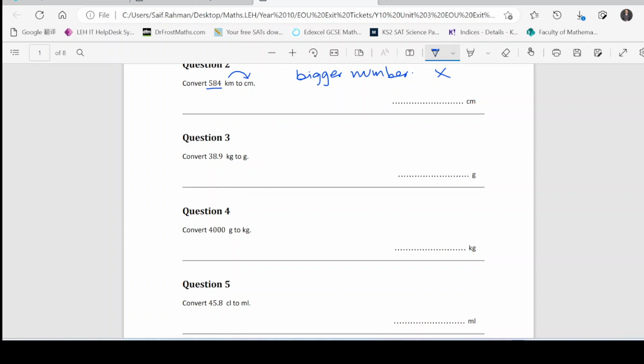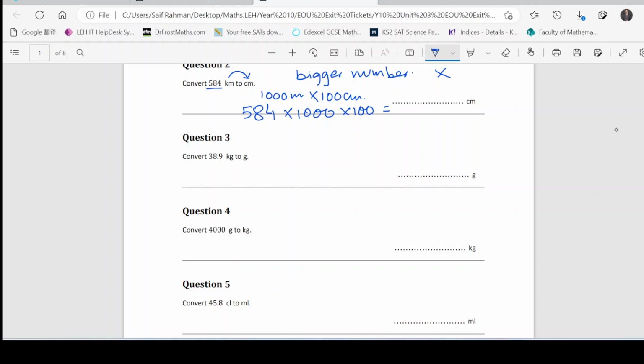This you have to know, because in 1 kilometer there are 1000 meters, and in 1 meter there are 100 centimeters. So this digit 584 you have to multiply by 1000 and then multiply by 100, and this gives you the answer 584, and then these five zeros you just add with this. So this is the centimeter.